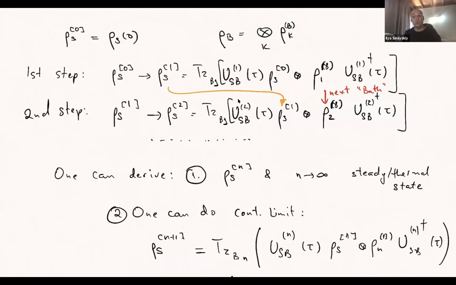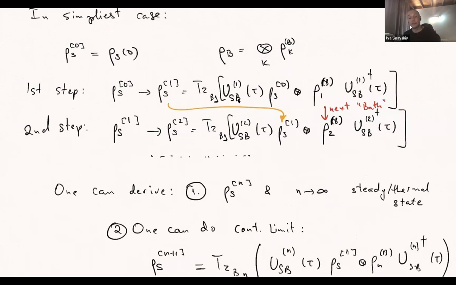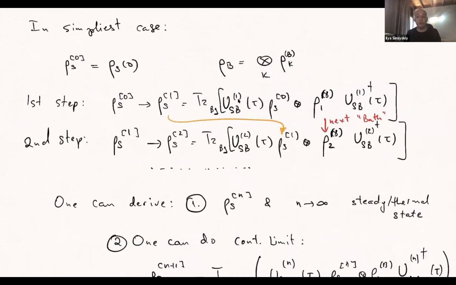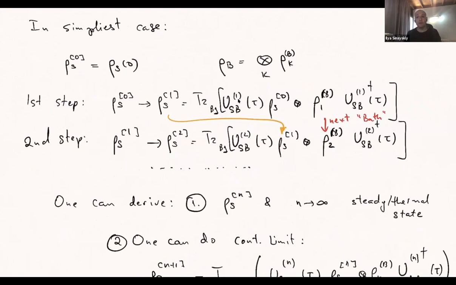You can also do it for initial system-bath correlations. So if you have a system correlation and a bath correlation, so this is not a product state, this is also some sort of entangled state or classically correlated state, you can also do it. Because as I mentioned, it's the simplest case, but in more general cases you can also consider it, and people do it.